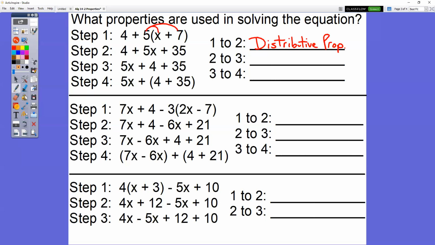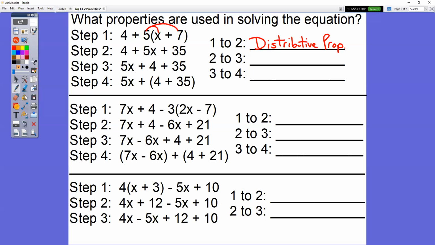How do you get from step 2 to step 3? Well, you have to look at the changes from step 2 to step 3. Notice what's changing. We have 4 plus 5x, but then they switch it around to be 5x plus 4. What are we switching?